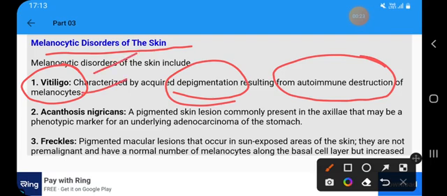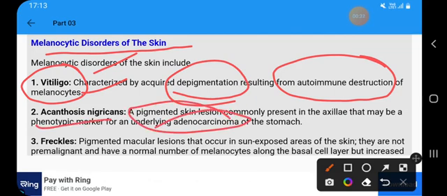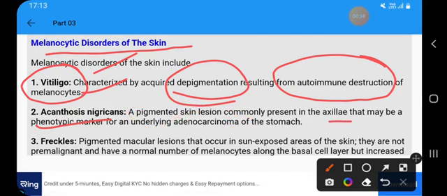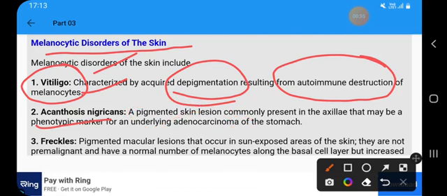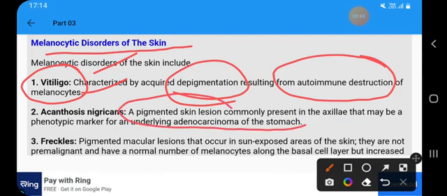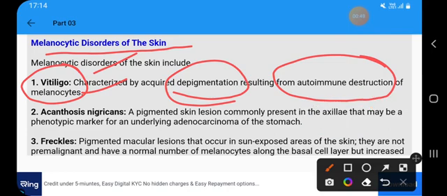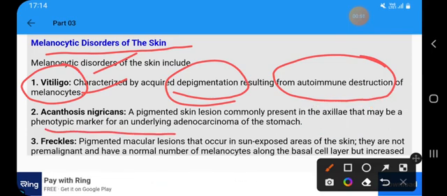Then there is acanthosis nigricans, a pigmented skin lesion commonly present in the axillae that may be a phenotypic marker for an underlying adenocarcinoma of the stomach.